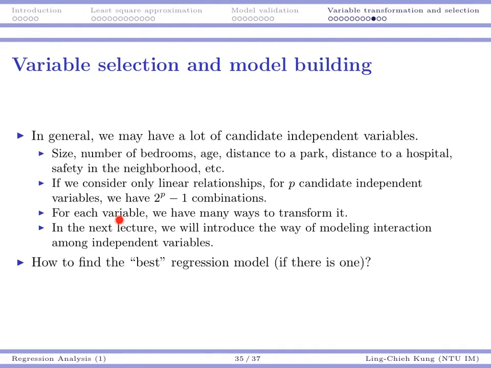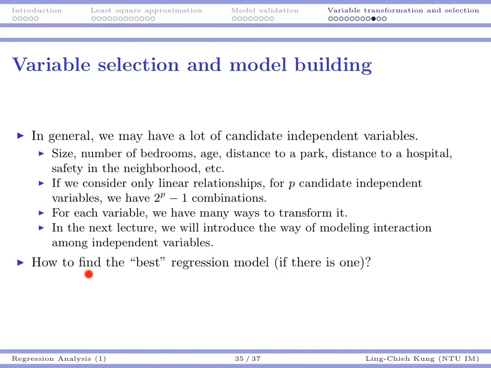Plus, for each variable, we have many different ways to transform it. And if you consider nonlinear relationships, the ways to transform a given variable are infinite. There are infinite ways to transform a linear relationship to a nonlinear one. So there is really no way to try all the possible combinations. Okay? So that's really a difficult task to do.